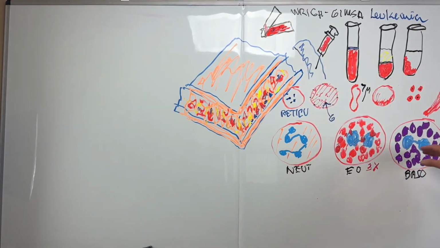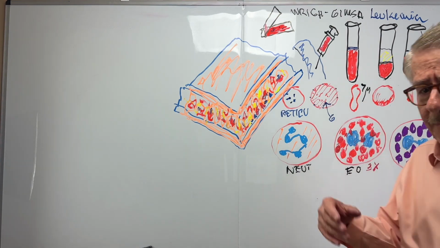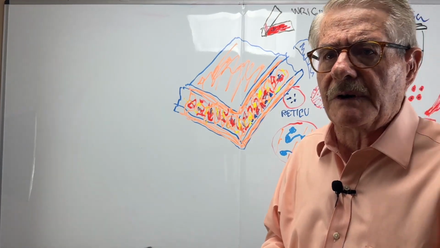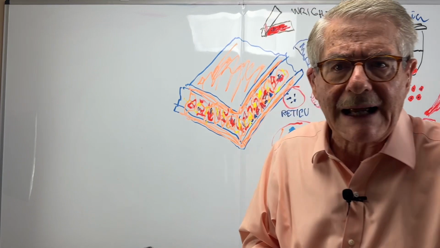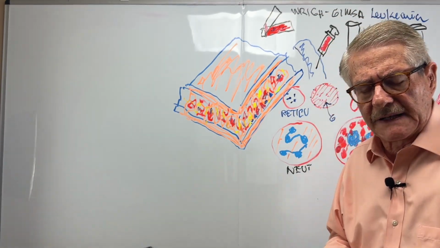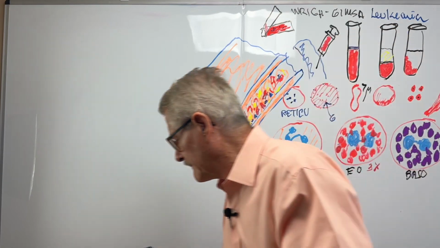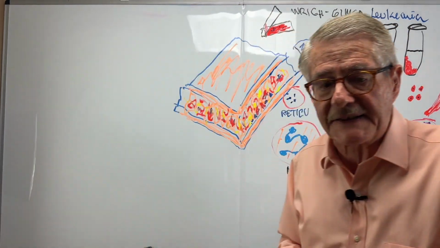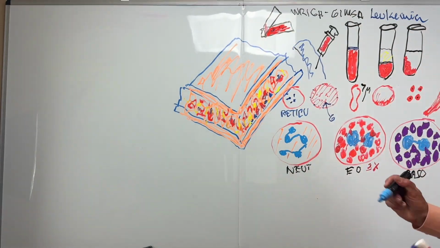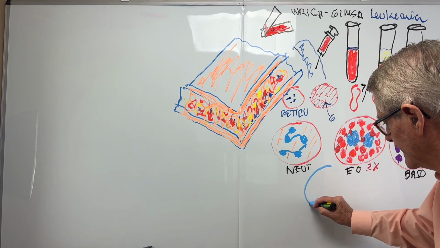There are names for these granules, and I'm going to let you go into your books if you have to memorize some of them. I don't think that is very practical at this moment. I will go directly to the next white blood cell, which is the largest.